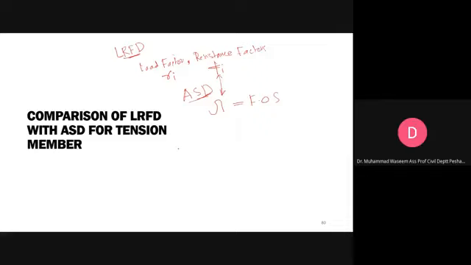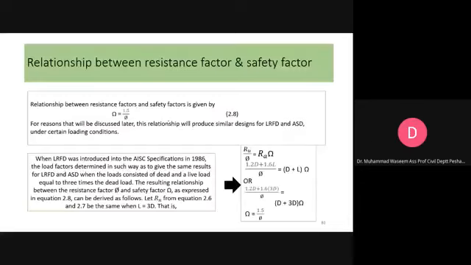So we will make a comparison between LRFD and ASD for a case of a tension member. When we make this comparison, we come out with this relationship between the factor of safety from ASD and the resistance factor from LRFD. Okay, and how do we proceed with the derivation?